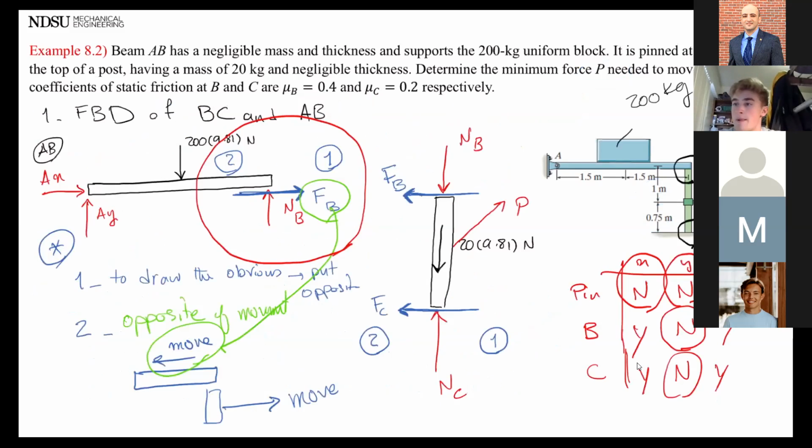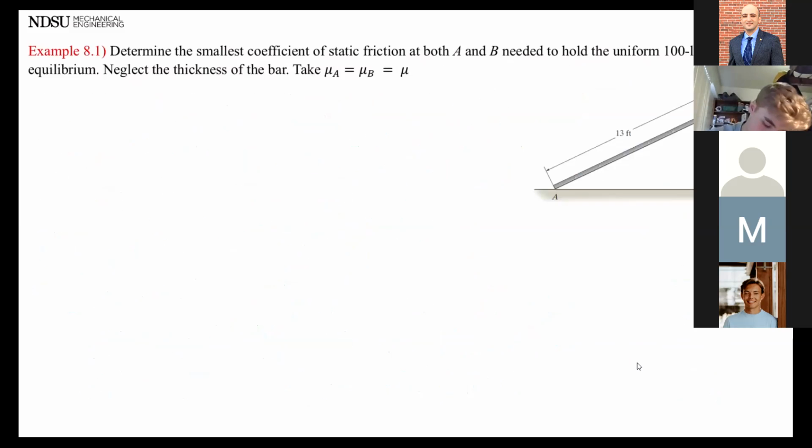Here's a difference. A problem like this one, a bar is sitting on the edge. So if A moves, B also should move. There's no way that A moves without B, or B moves without A. They will either both be just standing there, or both will start slipping at both points.